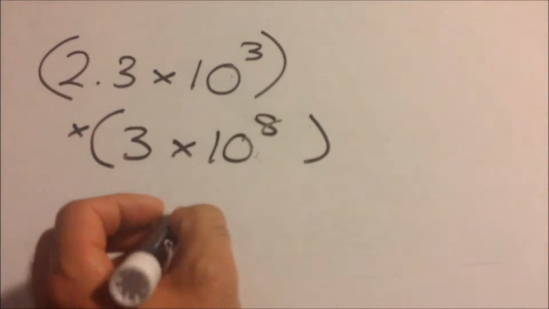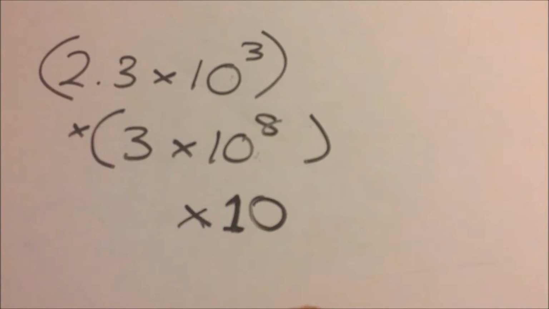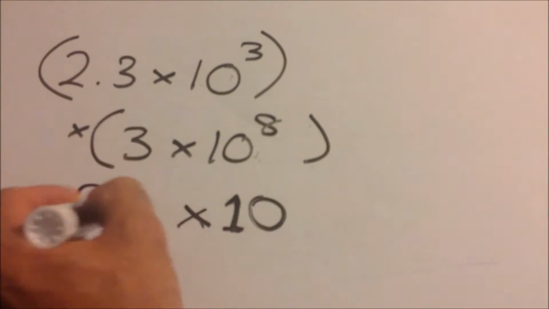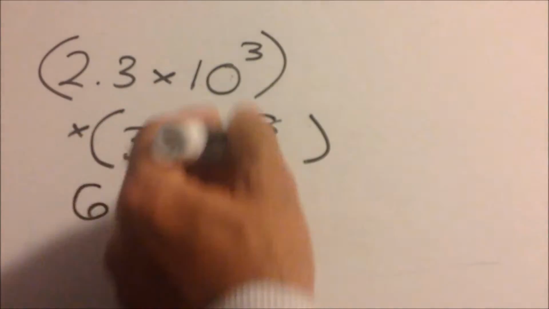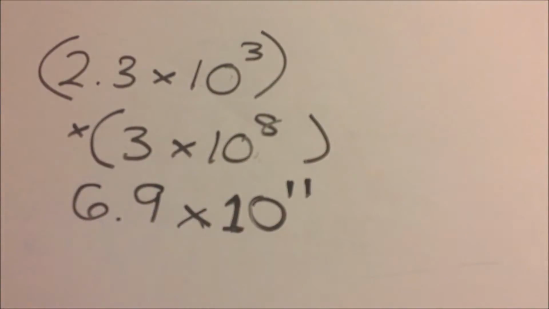So your answer will have a base of 10 because you're going to keep the base. And then what do you do from there? Okay, so 2.3 times 3 is 6.9, right? So we have 6.9, and then we're going to add the exponents. That'll be our answer. Okay?